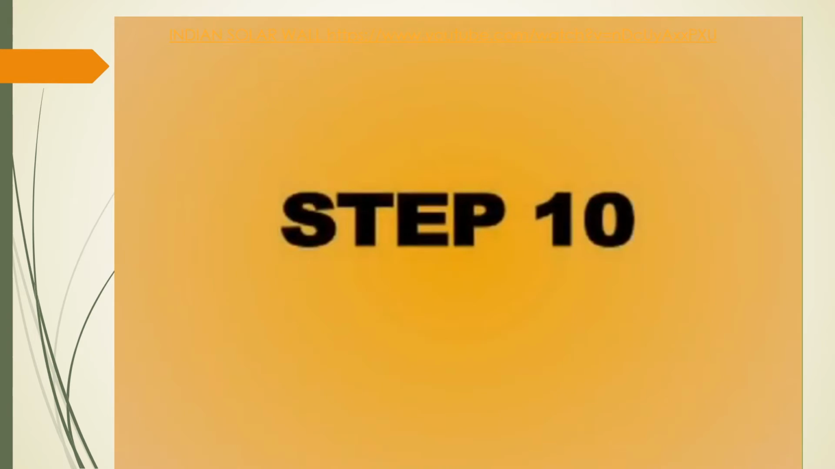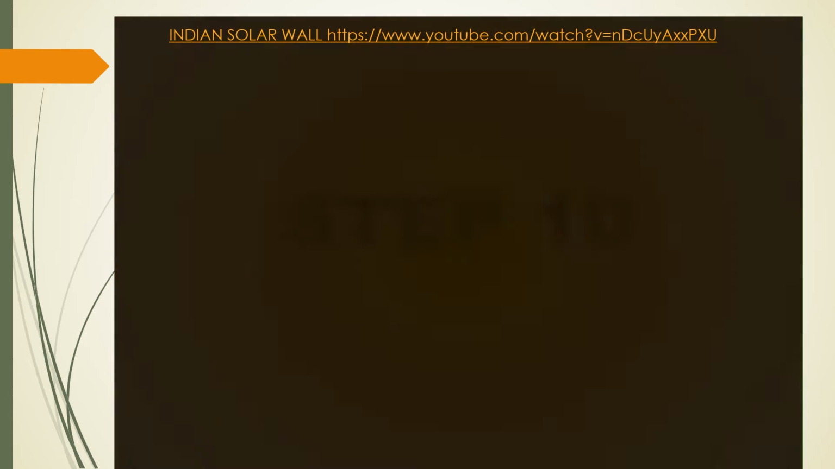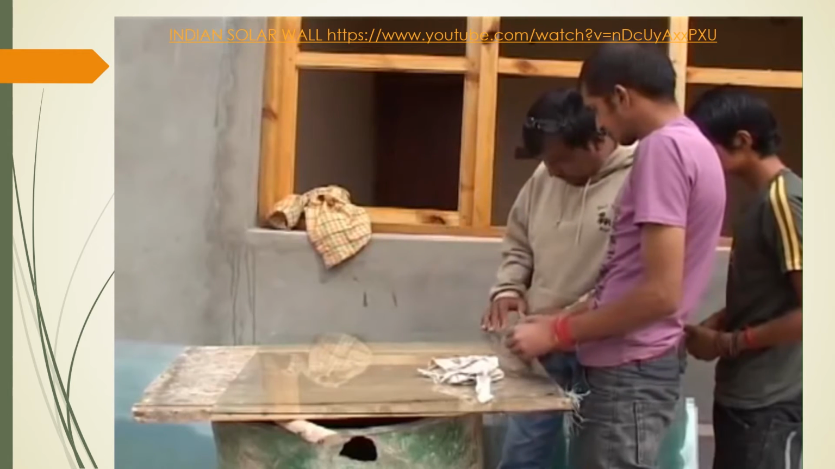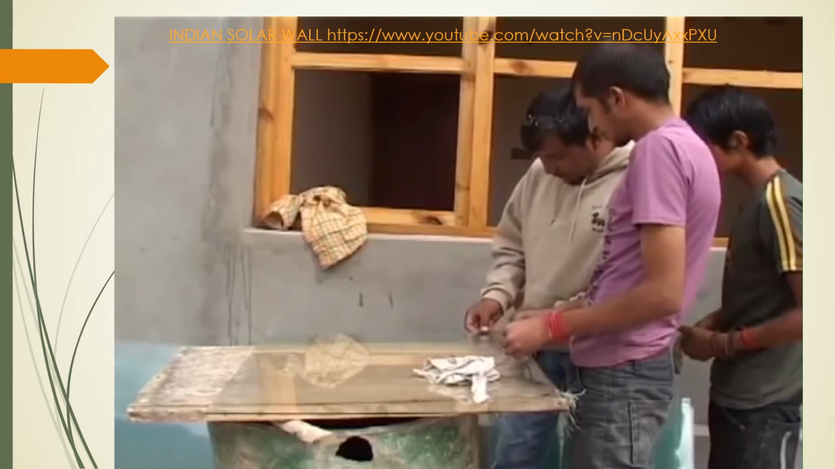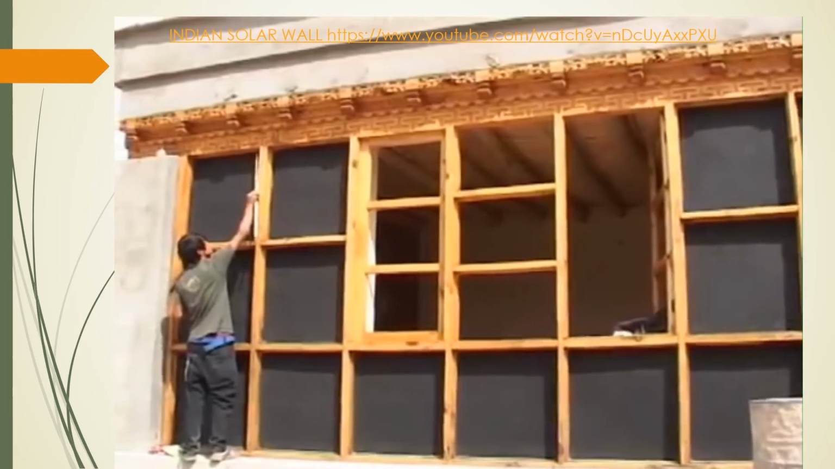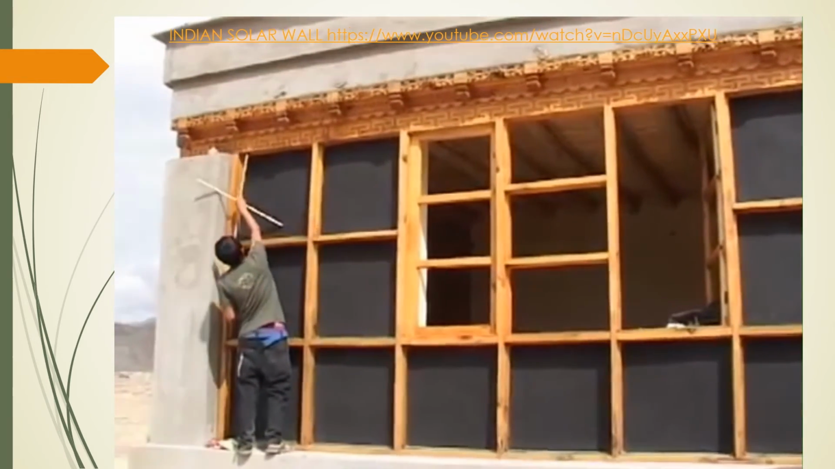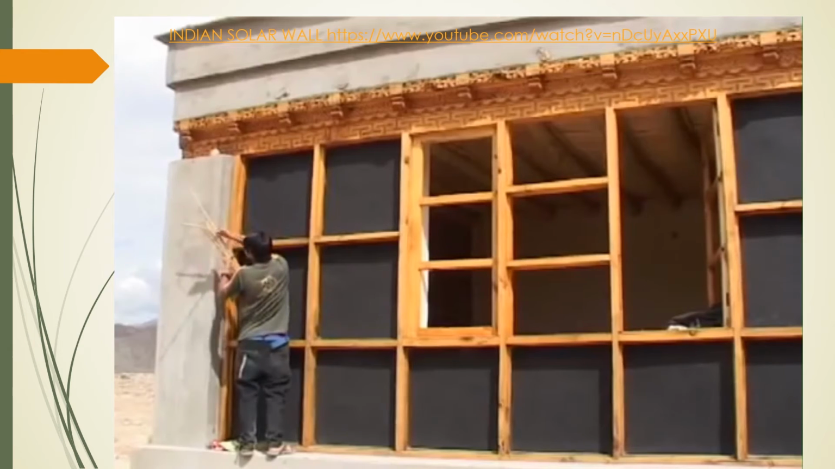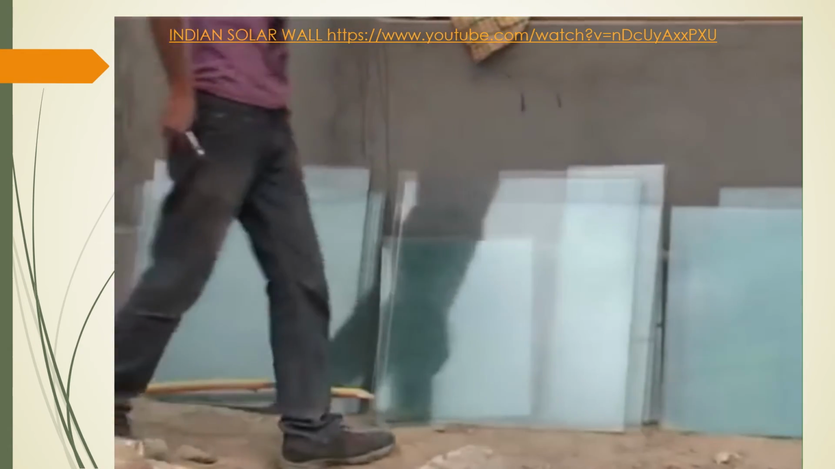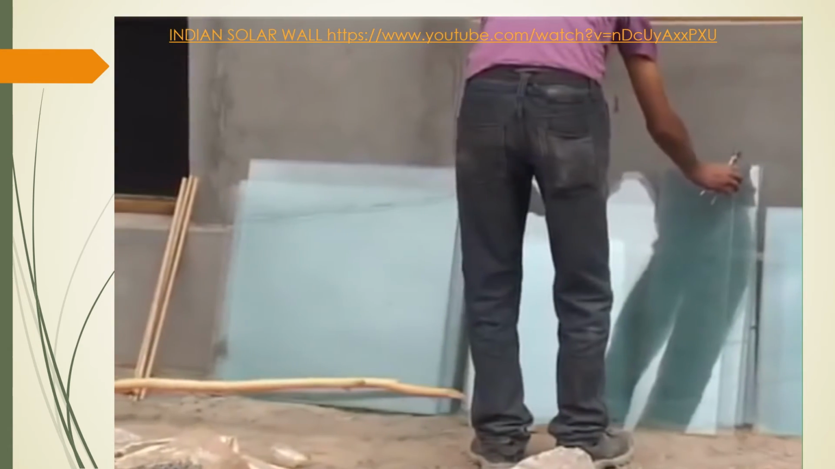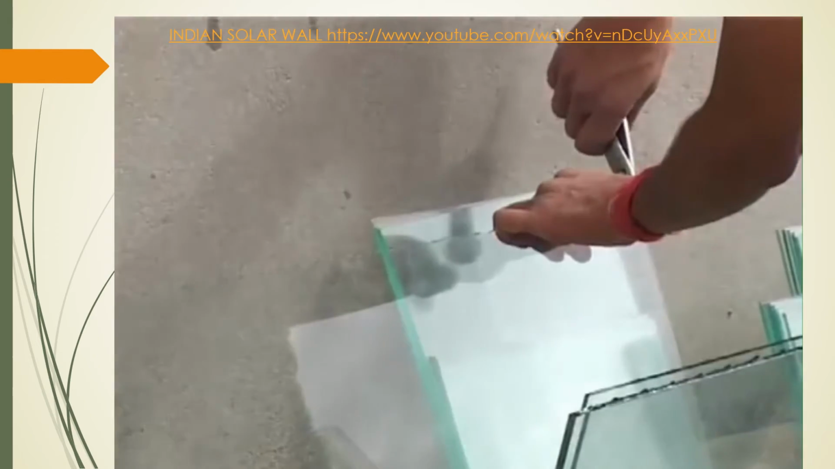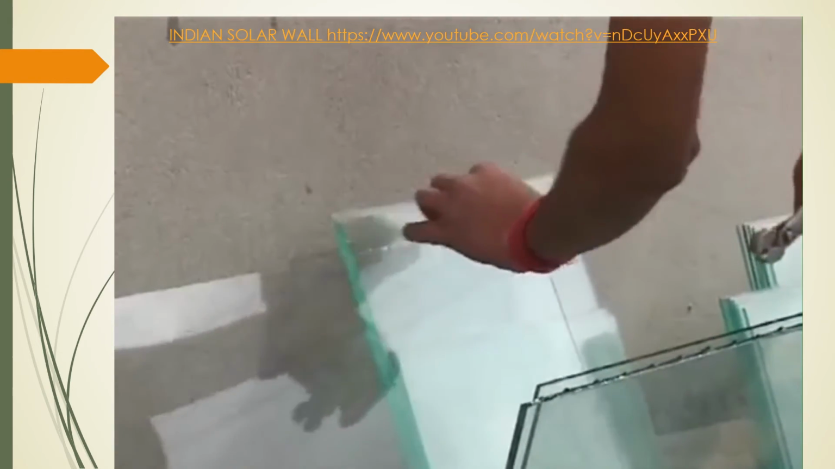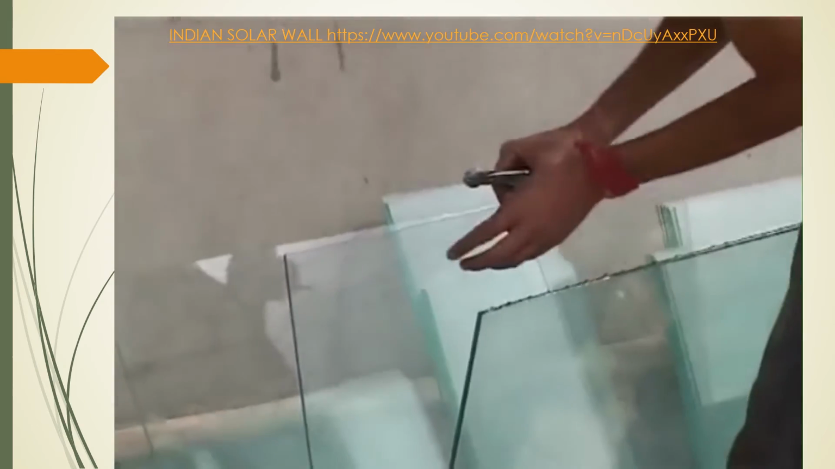Step 10. Install double glass on the window frame. Double glazing works by trapping air between 2 panes of glass. This creates an insulating barrier. Since glass expands with heat, cut the glass panes 1 millimeter smaller than the frame, otherwise it will break when it expands in the heat.